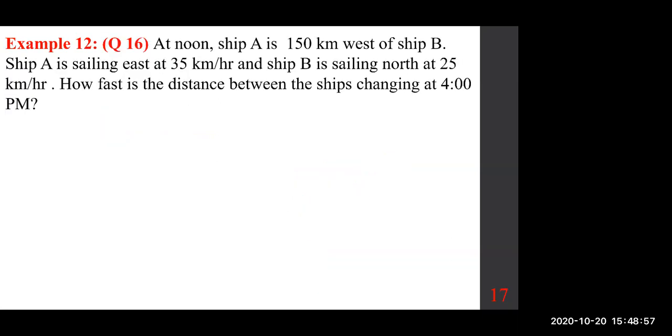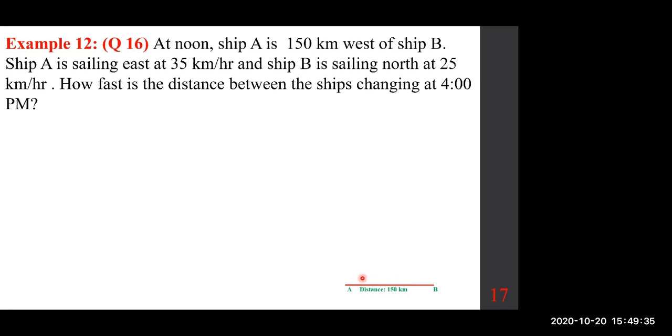At noon, ship A is 150 kilometers west of ship B. Ship A is sailing east at 35 kilometers per hour, and ship B is sailing north at 25 kilometers per hour. How fast is the distance between the two changing at 4 p.m.? So let's find out how the setting is. The very first thing, there's a distance of 150 kilometers between the two, okay? So that's the first thing. I hope everybody can see the setup.